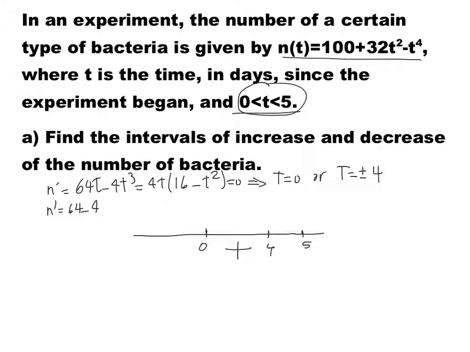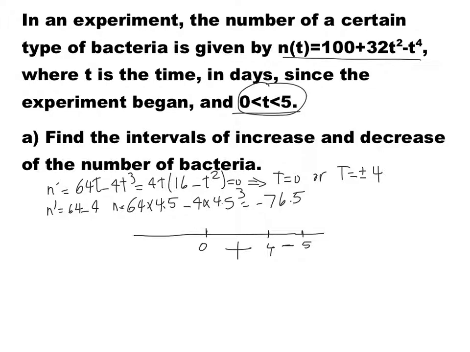Now between 4 and 5, let's pick 4.5, so we get 64 times 4.5 minus 4 times 4.5 cubed. If you simplify this one, you get negative 76.5, which is a negative number. Now we would do the same thing, pick a number greater than 5, although we don't need to do that because our interval is between 0 and 5, so we can stop right here.